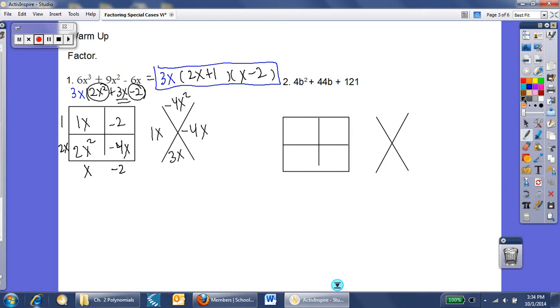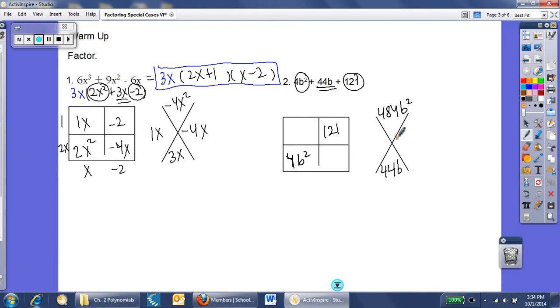Looking at number 2, we can check first to see if there's a common factor between 4, 44, and 121, which there's not. So we'll put 4b squared in the first box, and we'll put 121 in the last box. 44b, the middle term, the sum, goes in the bottom part of the x here. And when I multiply these two numbers, I can put that in the top part here. And that's 484b squared. Notice these numbers are really large, and I'm trying to find a shortcut instead of having to do the box and the diamond here.